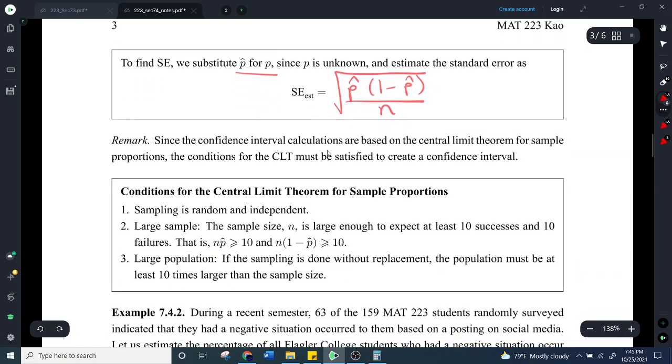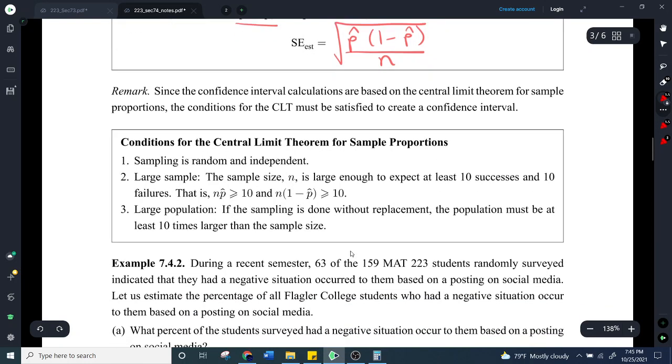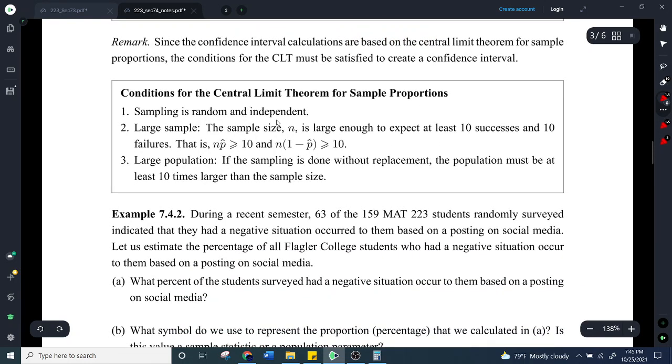Quick comment here. Since the confidence interval calculations are based on the central limit theorem for sample proportions, the central limit theorem conditions that we talked about in the previous section, those 3 conditions still have to be satisfied. So what are those 3 conditions again? The sample has to be random and independent. The sample has to be large enough to expect at least 10 successes and 10 failures. The only difference now is instead of using p, we have to use p hat to make that calculation, but it's the same idea. And then finally, the population needs to be large enough to be at least 10 times your sample size.